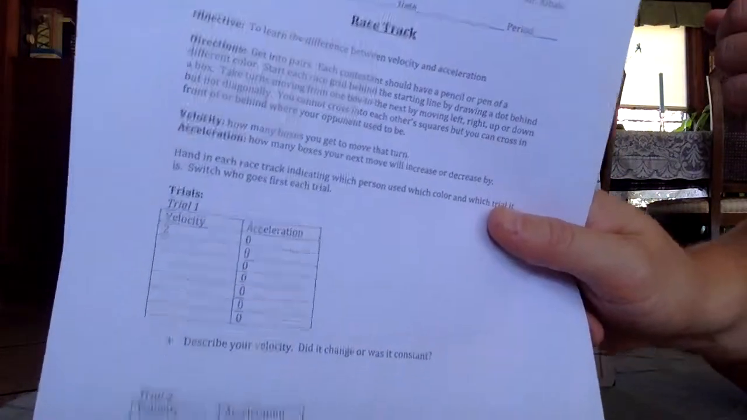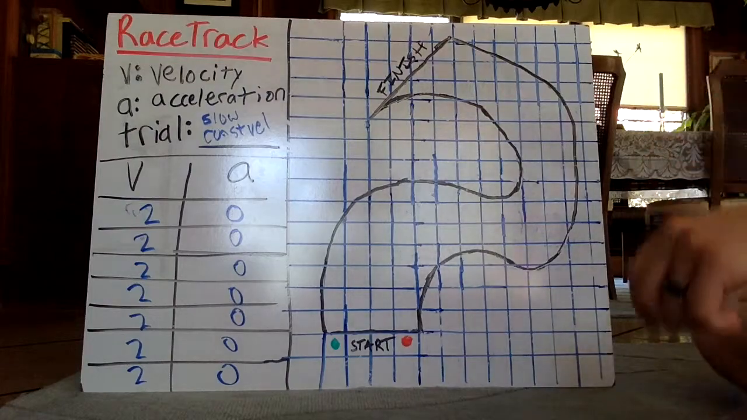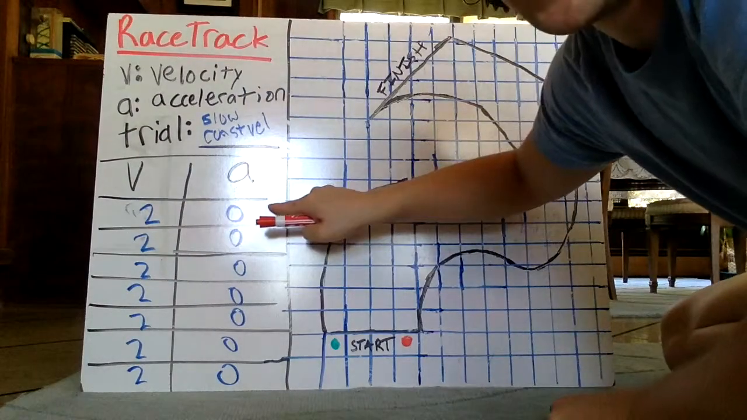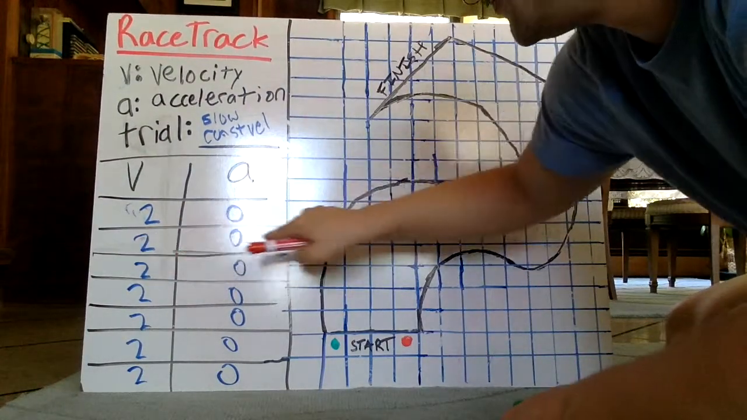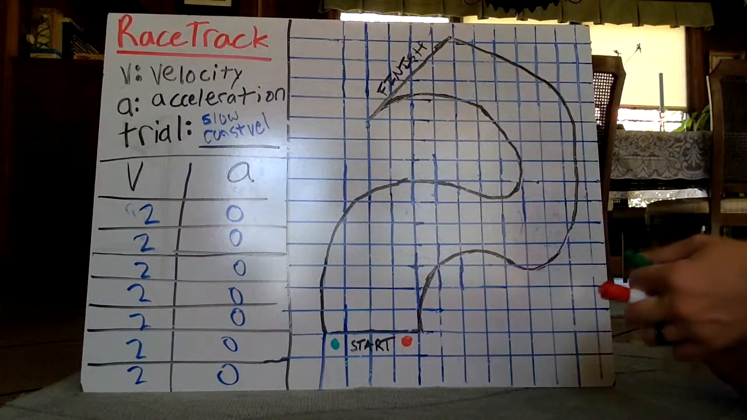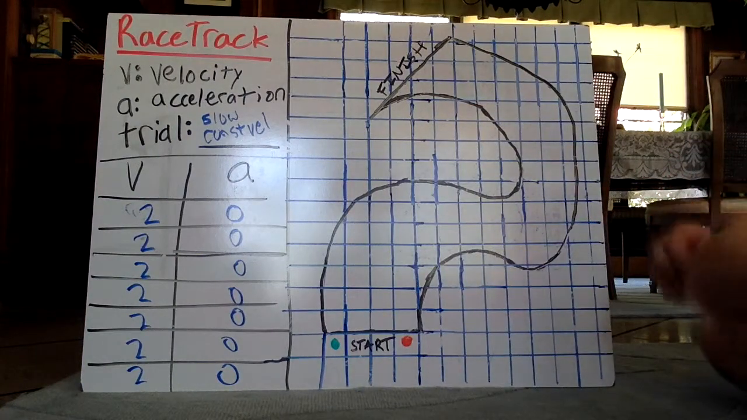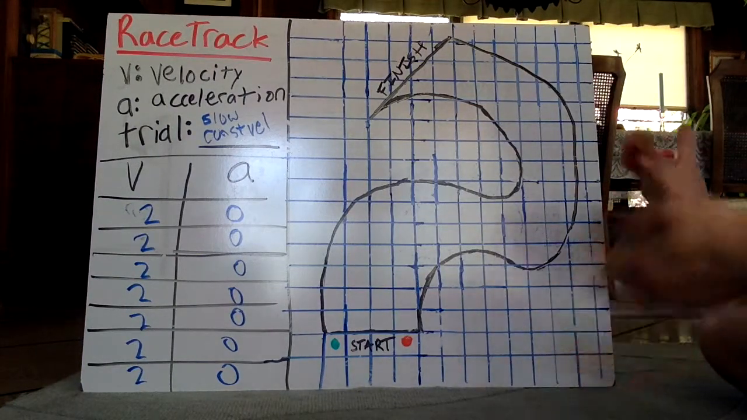Before you start the race, you have to fill in the table first, okay? All right, so this row is your first turn for you and your partner, your second turn, the third row is the third turn, all right, and each turn you get to move 2 spaces because that's what your velocity is. Now let's do it, all right?